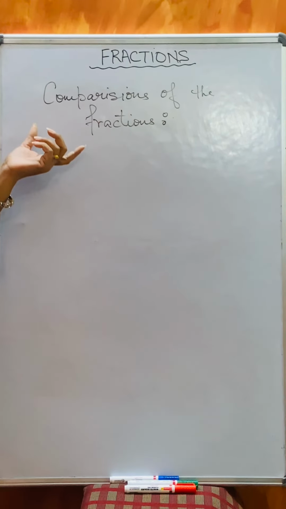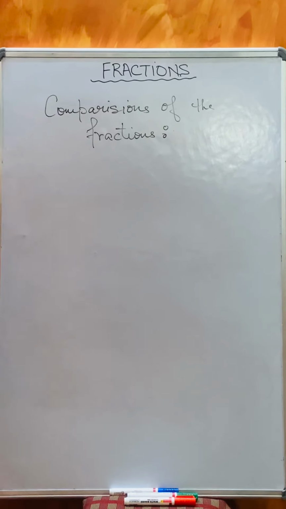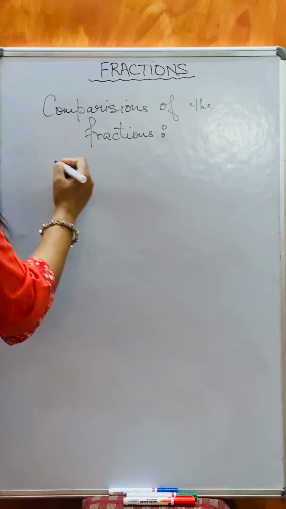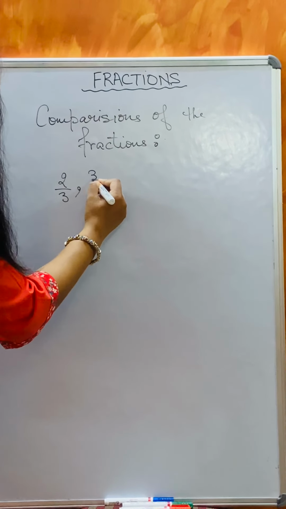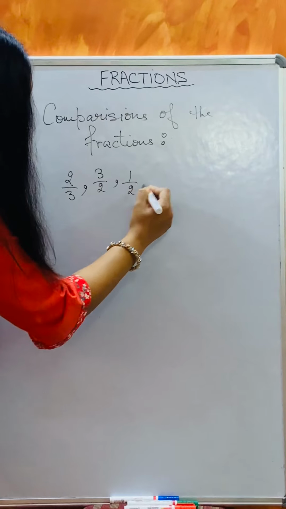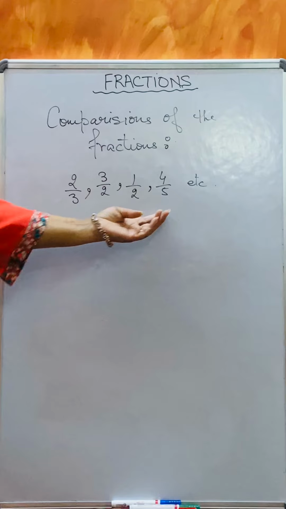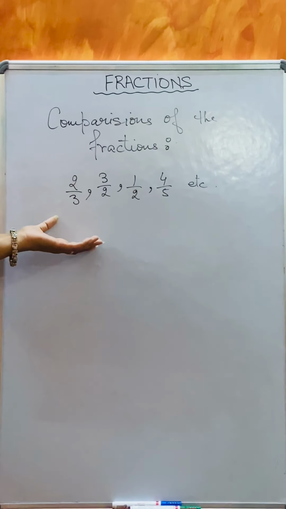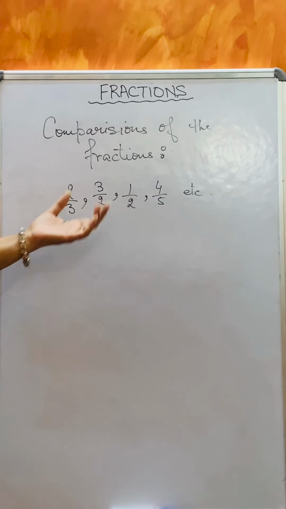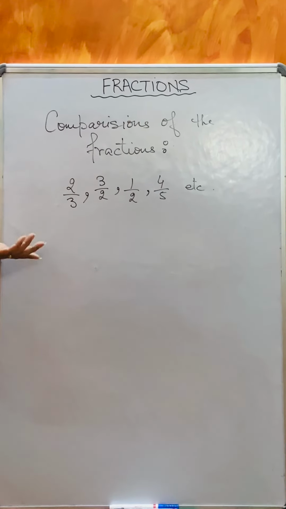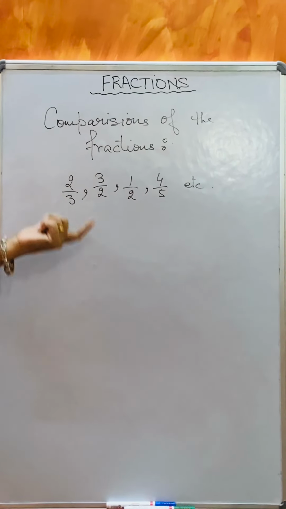Now our next topic is comparison of fractions. How do we compare these fractions? For example, if we have a set of fractions 2 by 3, 3 by 2, 1 by 2, 4 by 5 and so on. Can we compare these fractions? Can we arrange them in ascending or descending order? Can we tell which one is the bigger fraction and which one is the smaller fraction? It is very simple. For this, we have to convert all these fractions into like fractions.